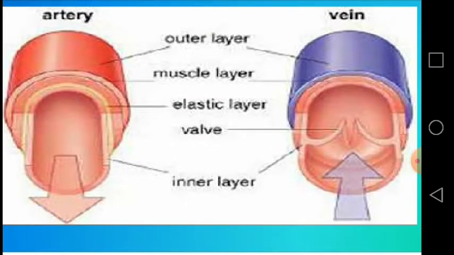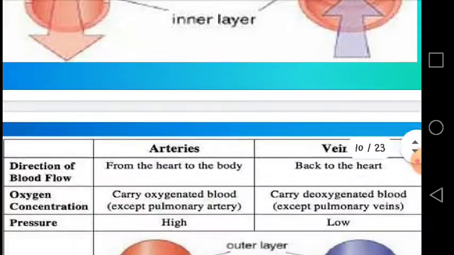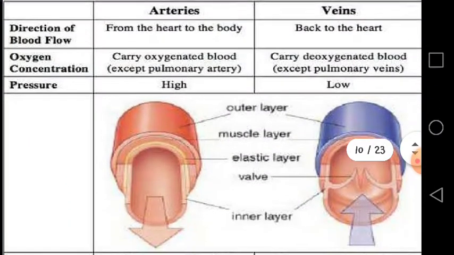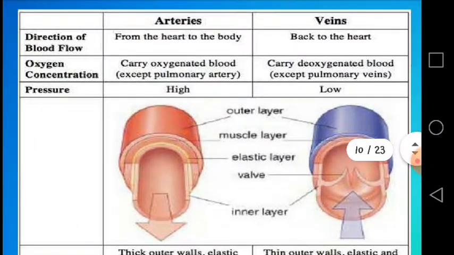The outer layer, the muscular layer, the elastic layer, and the valves. You can see the outer layer is almost the same in both veins and arteries, but the muscles in the arteries are greater in size as compared to the vein, and the elastic layer is more in the artery than the vein. But the arteries are not having any valves as the veins are having. This diagram is showing to you. This is a more illustrative diagram to show you the difference between the arteries and the veins.